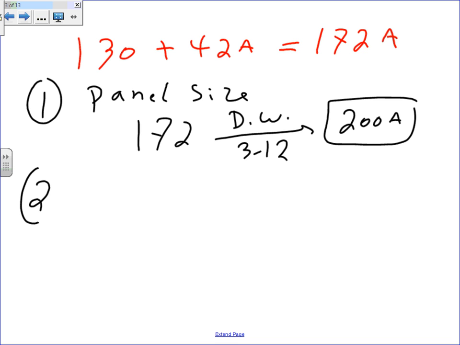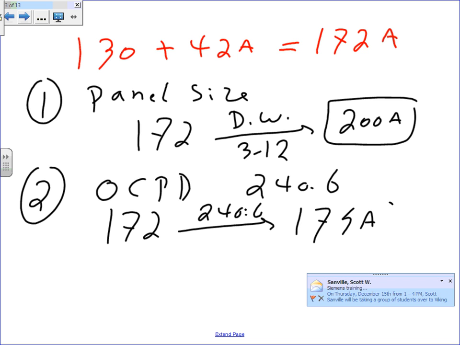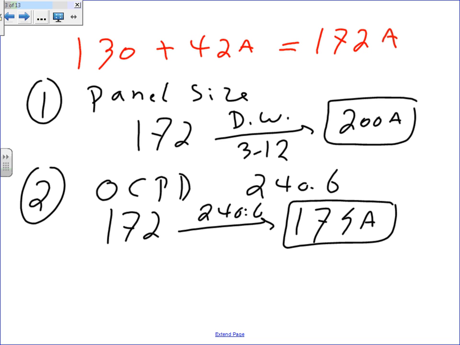Number 2. Overcurrent protection device. This is 240.6. Take the 172. Chris, now what's the next standard? I think this is 275. 175. 175. Yeah, they should be in DeWalt too, right in the same page 3-13. 175. I believe there's a 175. Yep, there is, right in the center of 3-13, 175. 172, you go next to 175.